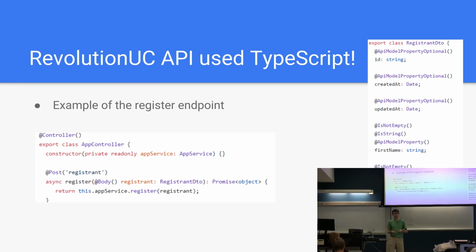So here you can see that there's an endpoint, register, with the body registrant and a data type, registrant DTO. And then on the right, you can see the DTO there. So when the API documentation was generated, it automatically took all this information and generated documentation for it. You can see here on the left side, this is the controller. On the right side, that's the DTO. You can also see that there are these decorators here. That's a feature of TypeScript.